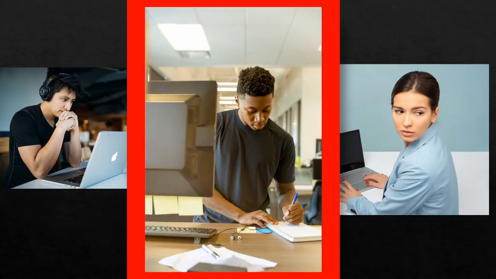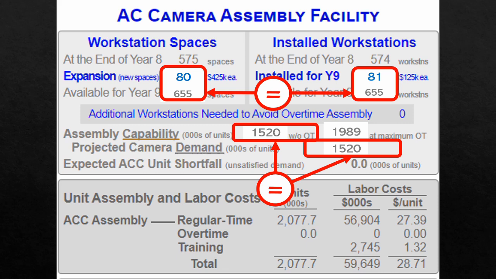Jeremy and Judy had a classmate, Isaac, that listened to the business simulation coaches. On the facility page, you simply need to do two things. One, adjust your spaces and workstations so that the number available is the same. And two, adjust your number of workstations so that your assembly capability without overtime is equal to your projected demand. Good work, Isaac.